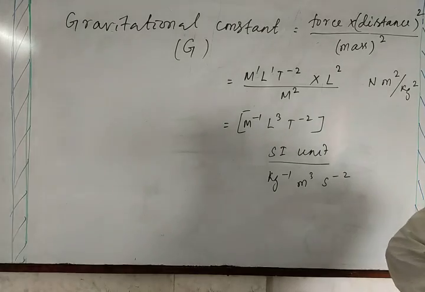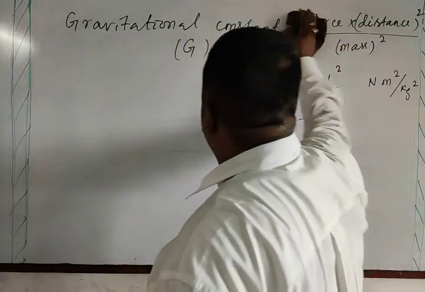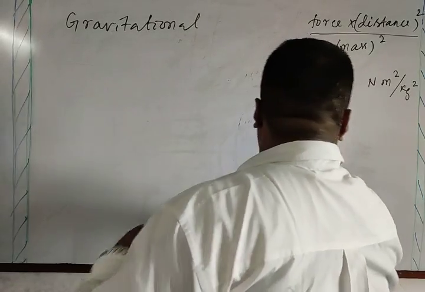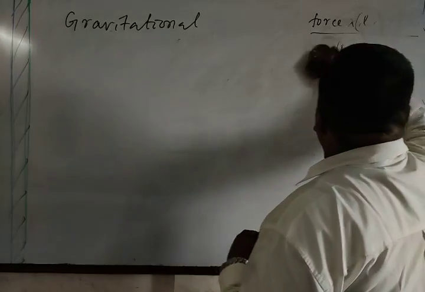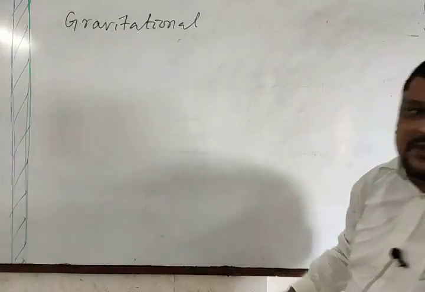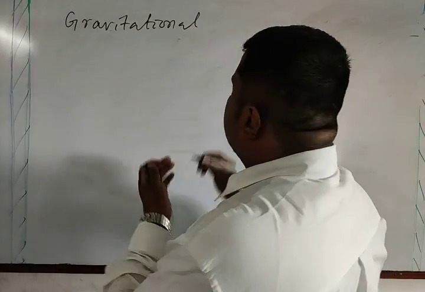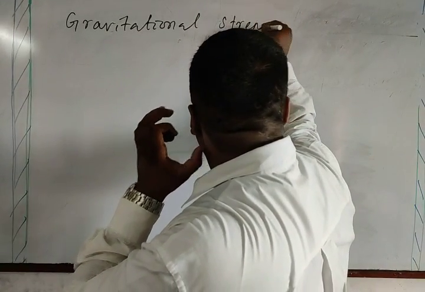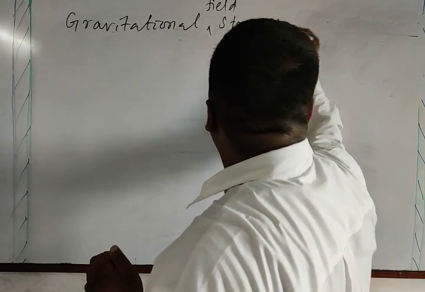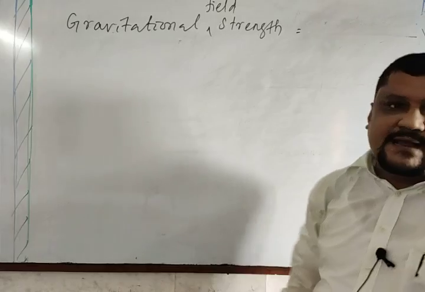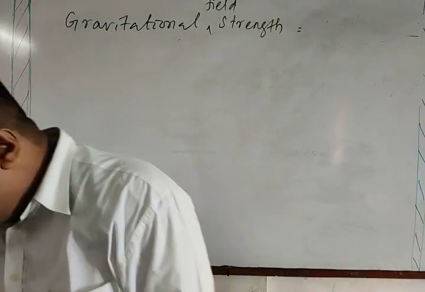Similarly, another quantity is called the gravitational field strength. Gravitational field strength means what? If there is a massive body on the surface of Earth, it will produce its gravitational field around it. So next is the gravitational field strength. What is this gravitational field strength? If there is a massive body, it produces a field.